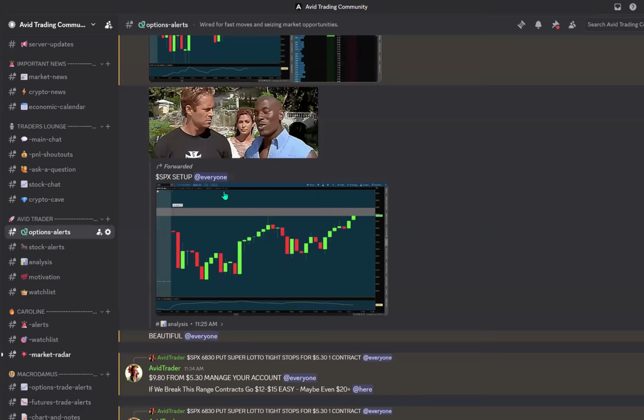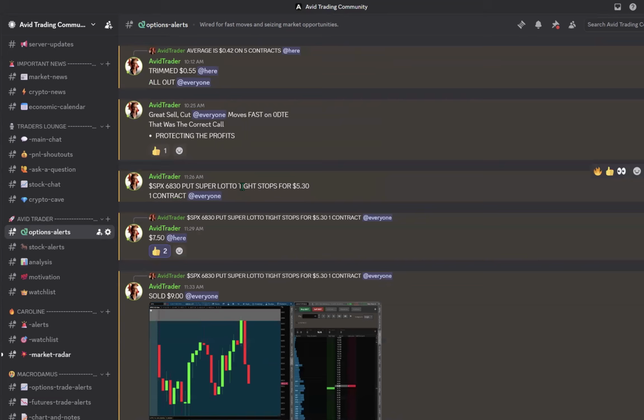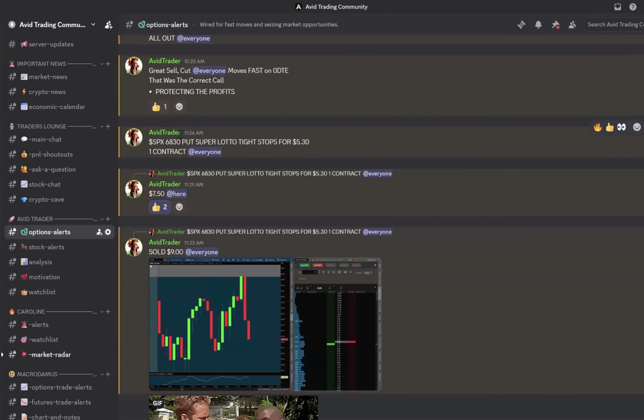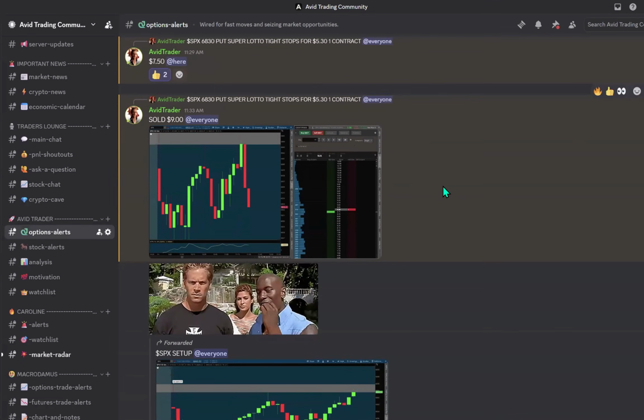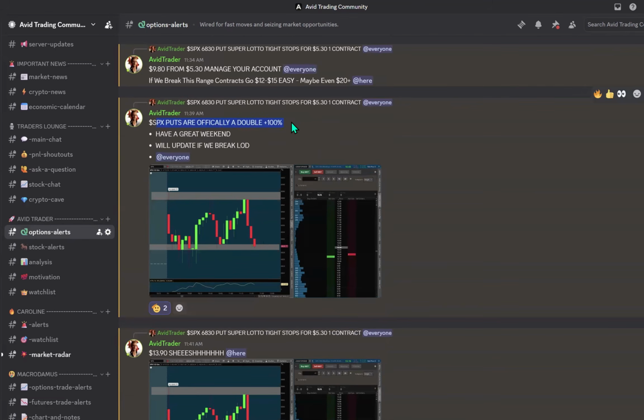$7.50, $9 here, 9.80. I said if we break this range, could go 12 to 15 easy, maybe even 20 plus. I said that at 11.34. We bought the contracts here at 11.26. Not but 8, 10 minutes after that, contracts already did a double. All right, so now we broke this range here. I was saying puts are officially 100. Have a great weekend. We'll update if we break low of the day.